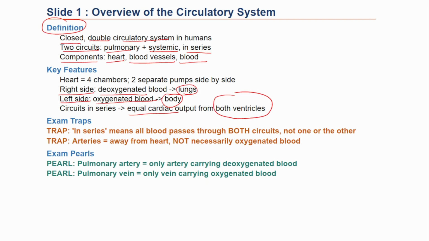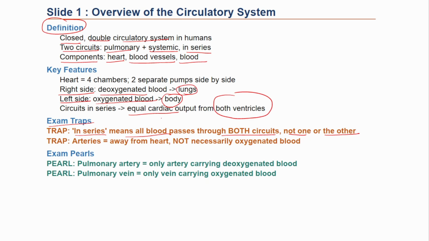Pay critical attention to these high-yield exam traps. Examiners love to test your understanding of what in series actually means. They will try to trick you into thinking that blood can choose to go to either the systemic circuit or the pulmonary circuit, as if they were arranged in parallel like roads branching off a highway. Remember, in series means all blood must pass through both circuits sequentially, not one or the other.